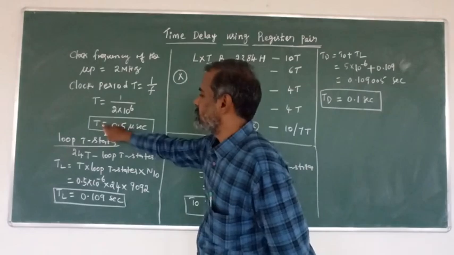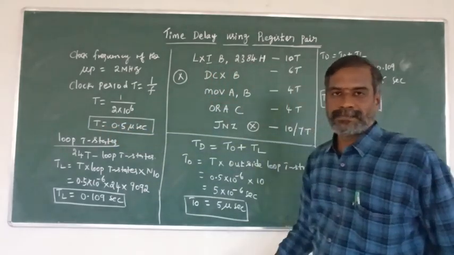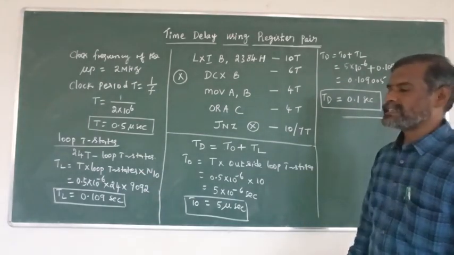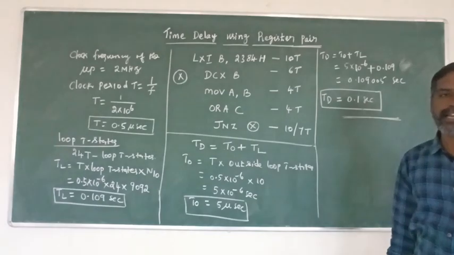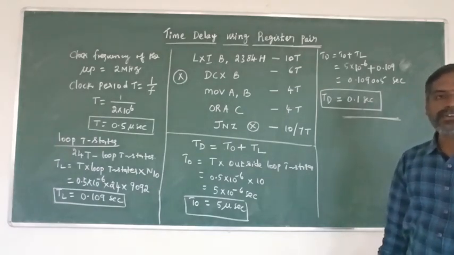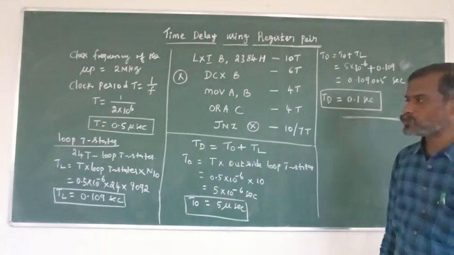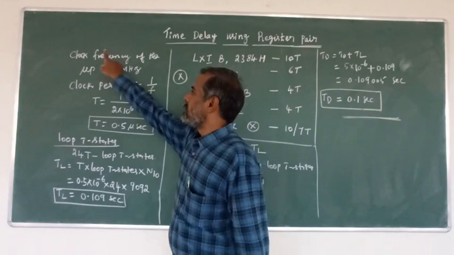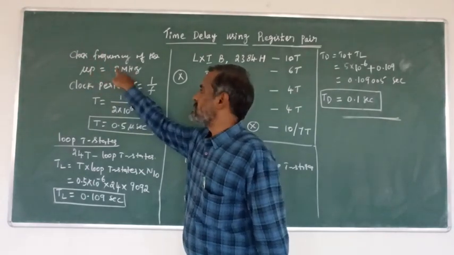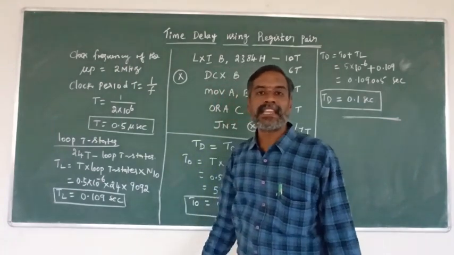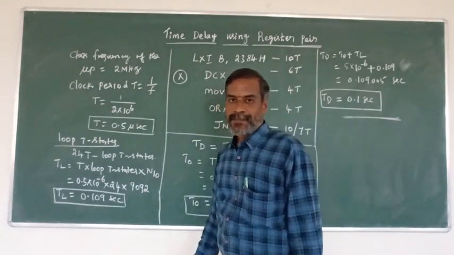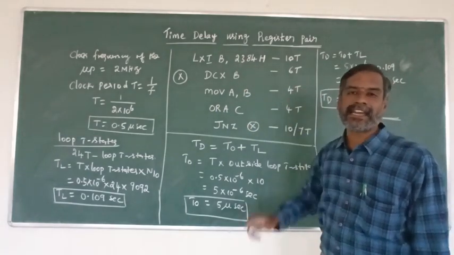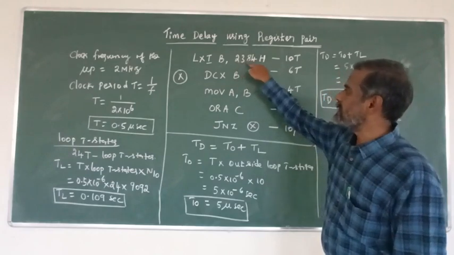when the time period is 0.5 microsecond. Okay. Now this time delay is not sufficient. This time delay is not sufficient. Now to increase the time delay, there are two ways. Either increase the microprocessor frequency, from 2 megahertz to 3 megahertz, or, second, increase the 16-bit data instead of 2384.